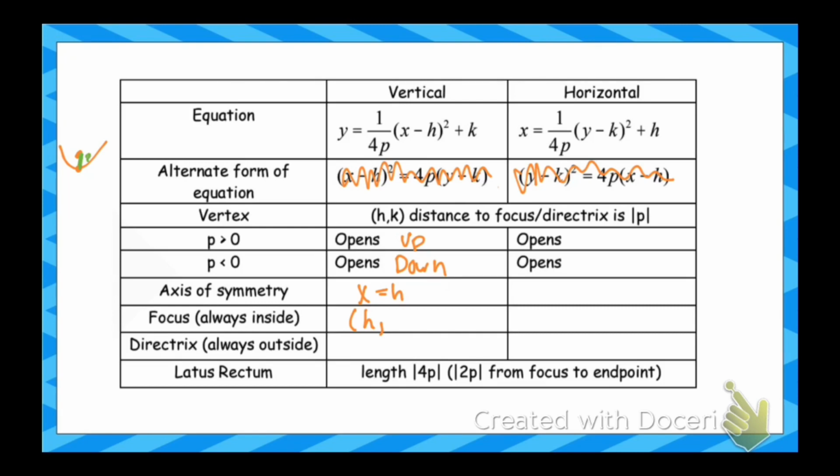So what I would do to actually find the y-coordinate of the focus is I would take the vertex and add the value of p. Now if that's difficult, you're okay. When we graph these, it'll actually be a little bit easier to see.